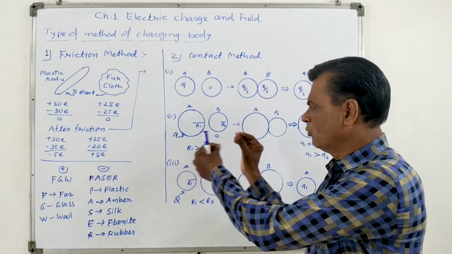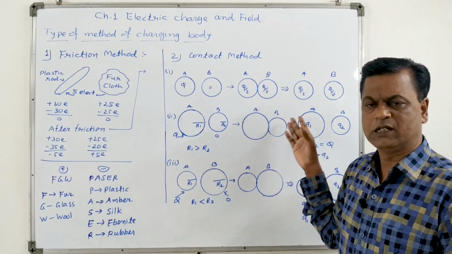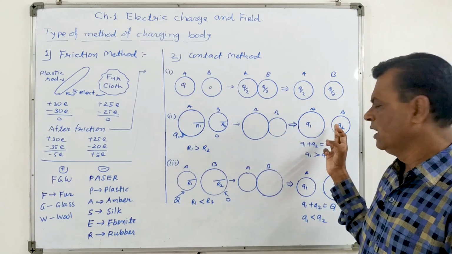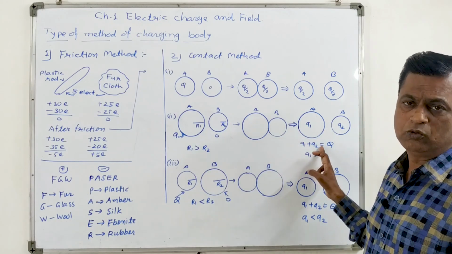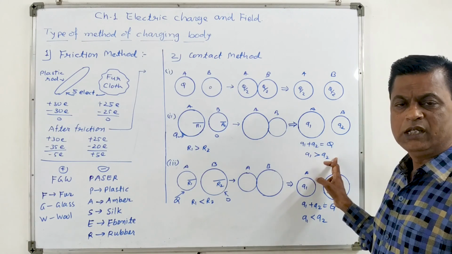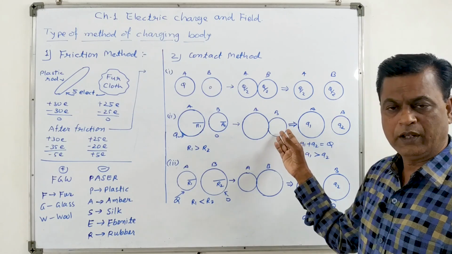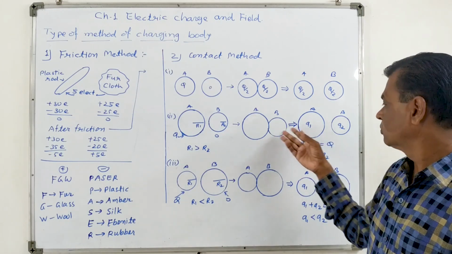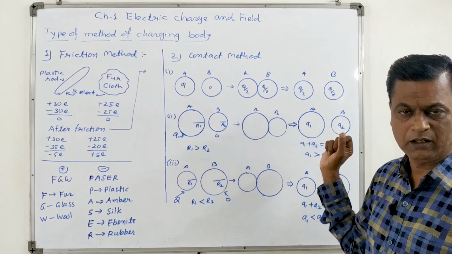Now these two spheres are brought in contact and separated, then Q2 amount of charge is transferred from sphere A to B. Remaining charge on sphere A is Q1, but Q1 plus Q2 equals Q. Here Q1 is greater than Q2. It indicates that a smaller amount of the charge is transferred from A to B because there is a smaller area, less area compared to that of sphere A.